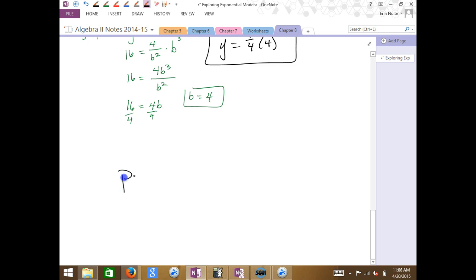Alright, here is your assignment. It is on page 426, and you have 2 through 30 evens.